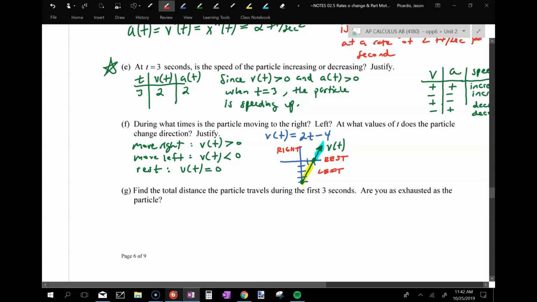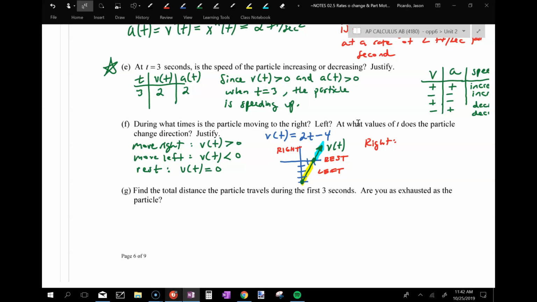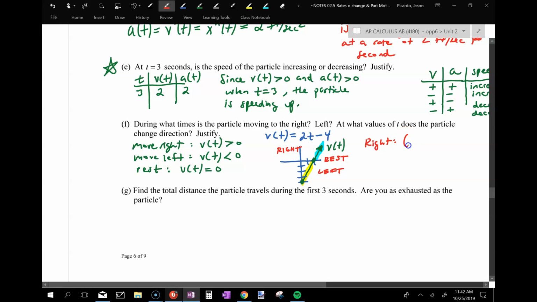Okay, so where am I moving to the right? I'm moving to the right from the root on, correct? Do I include the root? No, because at the actual root, I'm equal to what value? 0, so that's where I would be at rest, right? So I would say 2 to infinity is when we're moving right.